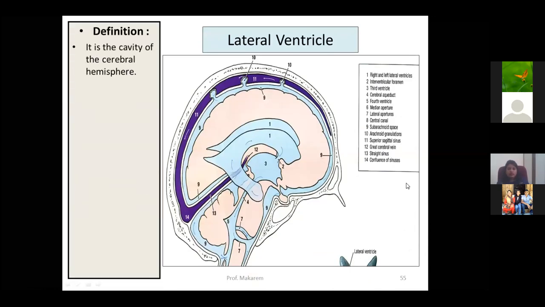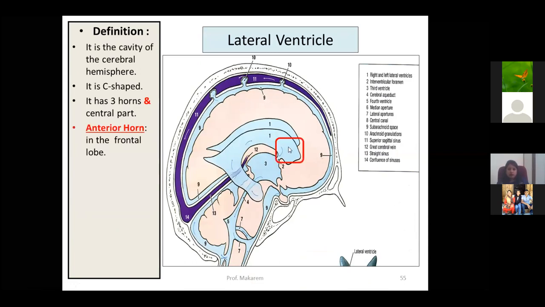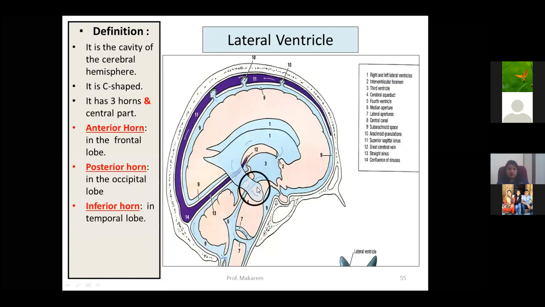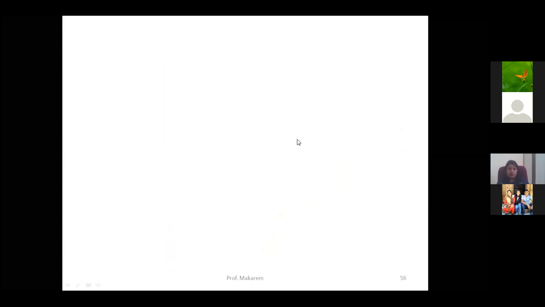So the lateral ventricle is the cavity of the cerebral hemisphere. It is a C-shaped structure with three horns and a central part, as I told you. Then the anterior horn is in the frontal lobe. Then the posterior horn is in the occipital lobe. Then the inferior horn is in the temporal lobe. This is the central part, between the anterior and posterior horn, present in the parietal lobe.